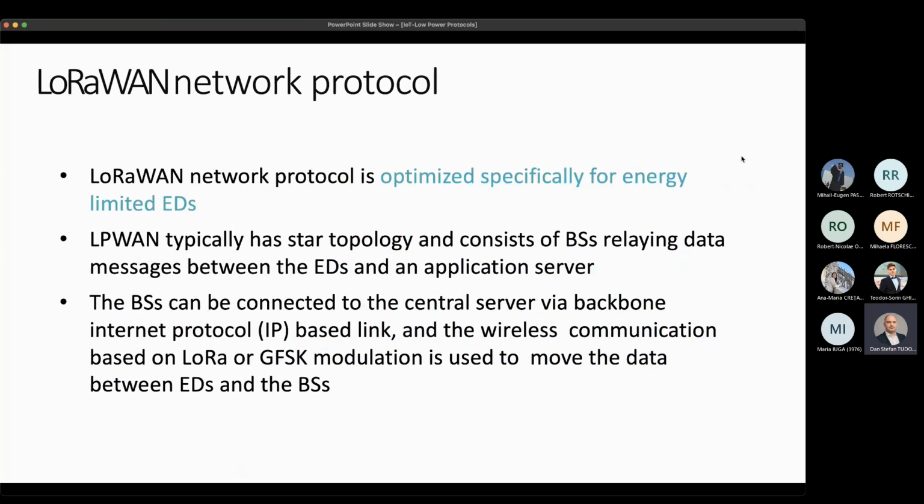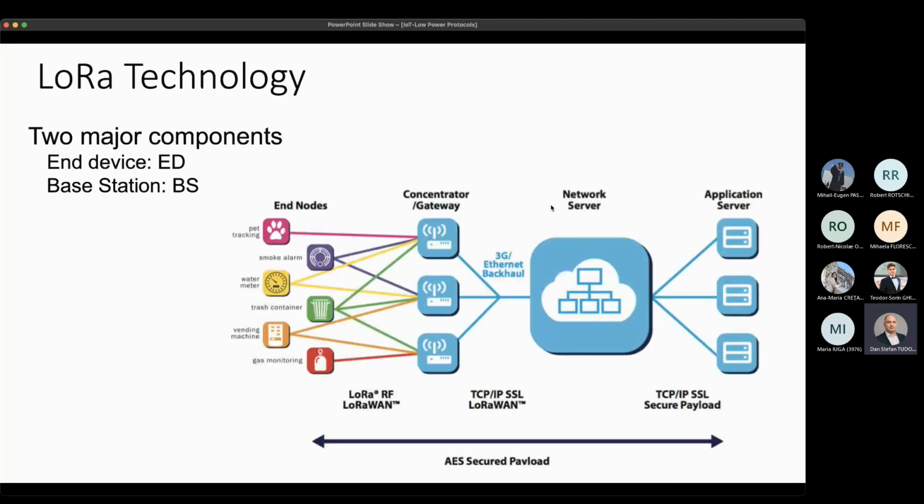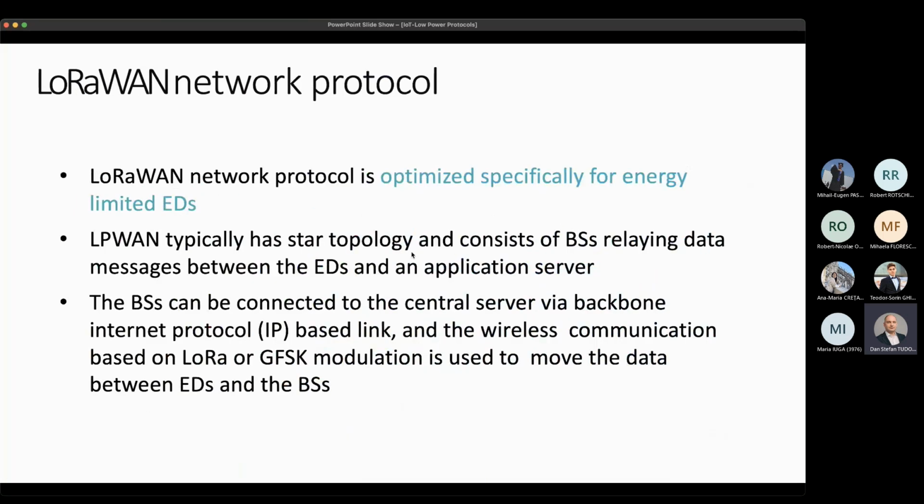As a network protocol, it is optimized specifically for energy-limited end devices. So it's designed for devices that can be operated by batteries, and it's designed to last for years. But of course, it's not designed for very high communication bandwidth. Usually, it establishes a star topology. So these end devices communicate to the base station nodes, and they relay data messages to a base station node, which can connect to a server.